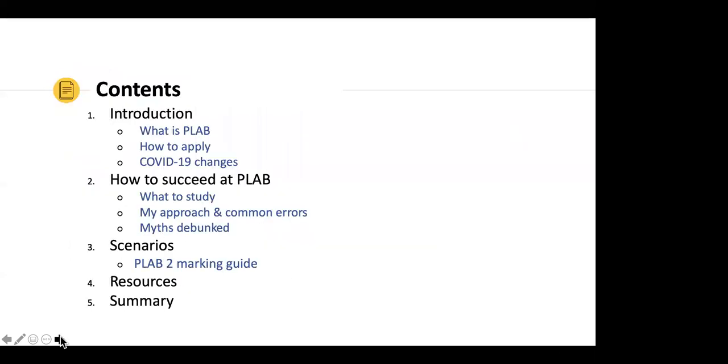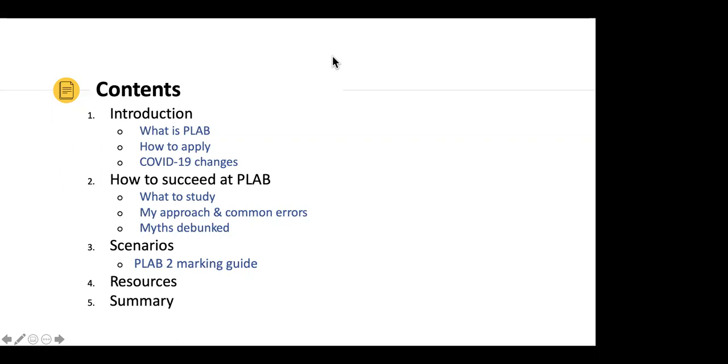So just in terms of the contents, today we'll run through an introduction to the PLAB exams, how to apply for the PLAB exams, recent COVID-19 changes to the exams, how to succeed at the exams in terms of what to study, what approaches I used, common errors to avoid, as well as the marking guideline. Myths, we'll discuss 2 myths involved with the PLAB exams, and then we'll run through a few scenarios, which will be quite interactive, and I'll ask that you all get involved.